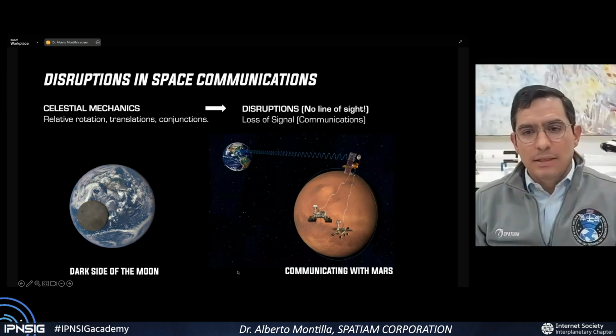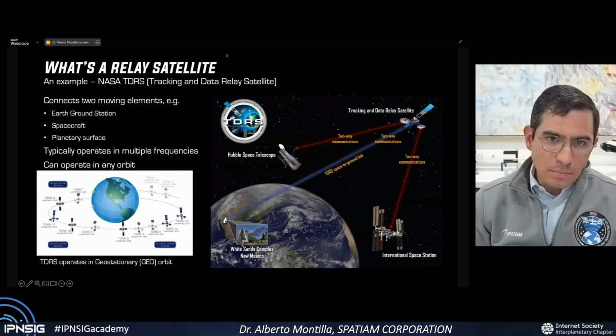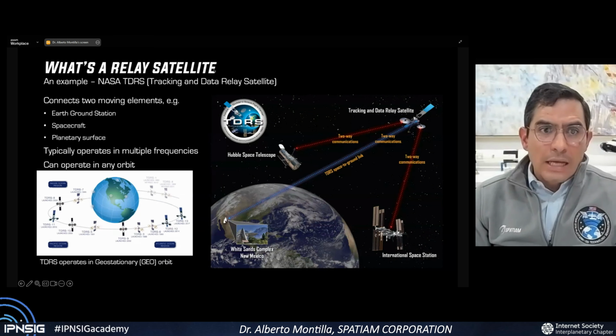So let's see how we compensate or how we handle those two main effects: delay and disruption. The first one, let's talk about one of the solutions, which is the use of relays. Basically, a relay is used to connect two moving elements. For example, a ground station on Earth with a spacecraft, in this case, let's say the International Space Station, which is in LEO, that is moving. So how do you connect those two all the time?